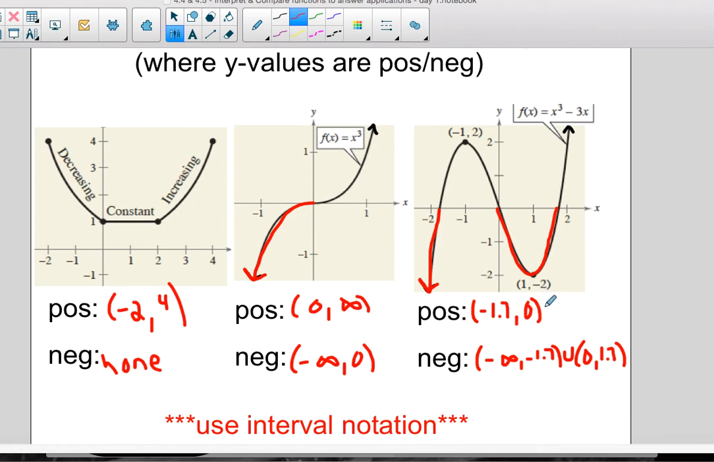And then again from basically the 1.7 where I terminated it here, all the way to infinity. And again, you can look at your answer and just see that everything is covered, which is good. And that's it.